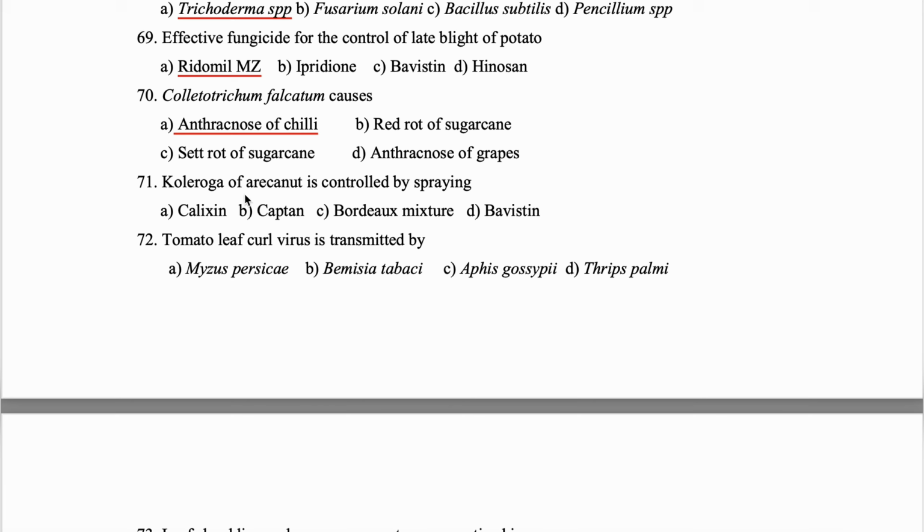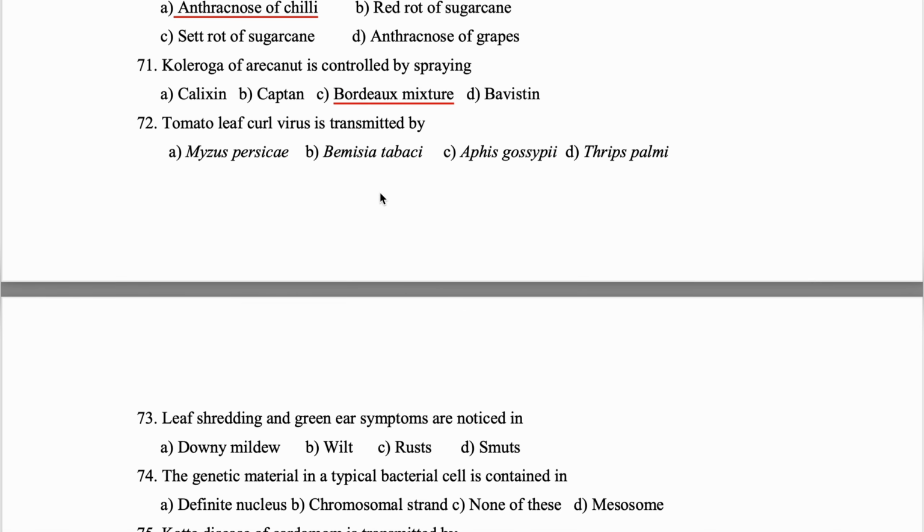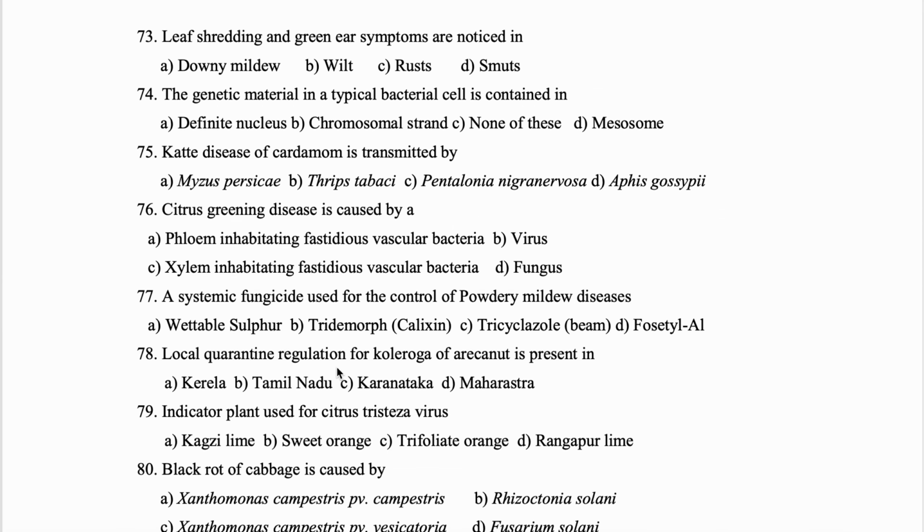71. Koleroga of areca nut is controlled by spraying Bordeaux mixture. Next, 72. Tomato leaf curl virus is transmitted by white flies, that is Bemisia tabaci. Question 73. Leaf shredding and green ear symptoms are noticed in downy mildew of pearl millet. Okay, this is the typical symptom.